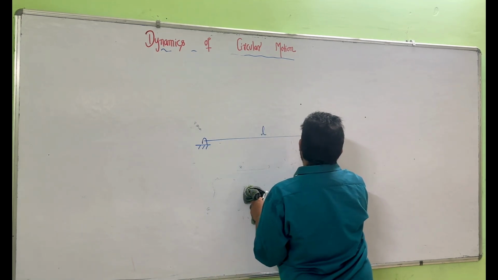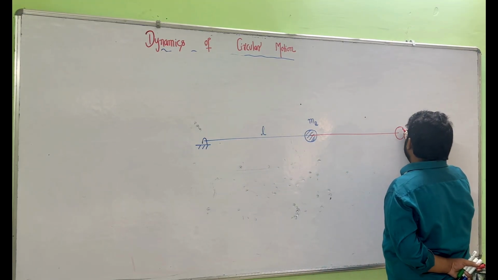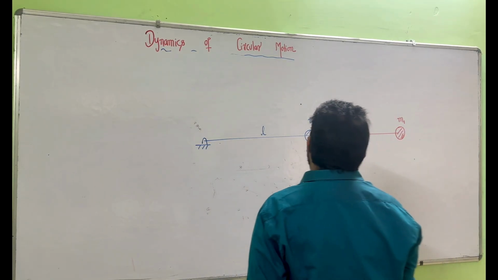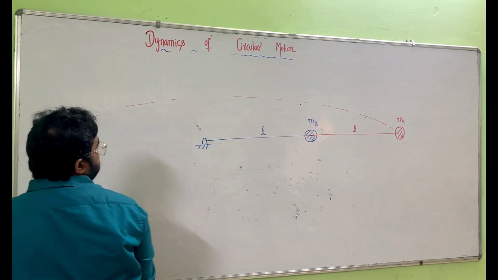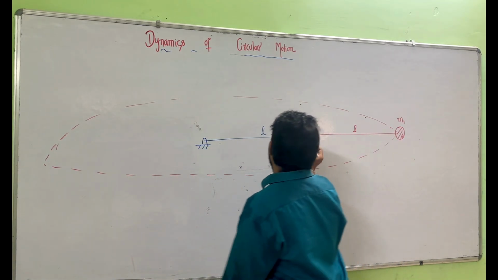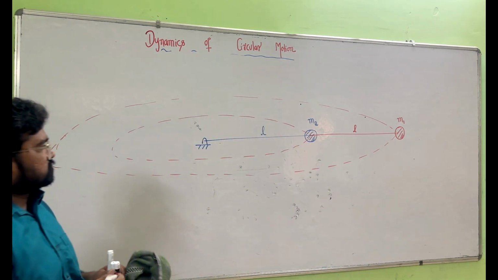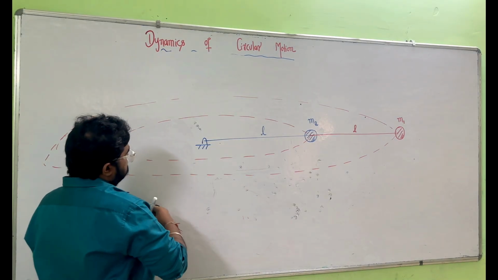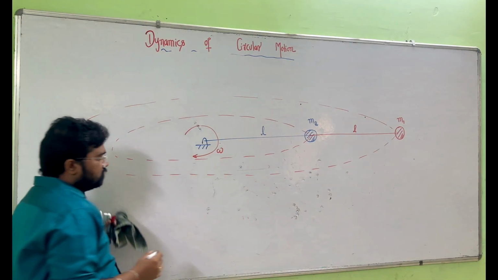After that, the string is different. This mass is M1, and the length would be L. Horizontal circular motion, here to here. So here, what is the omega? See this, it is rotating along this direction. This is omega. Understood?